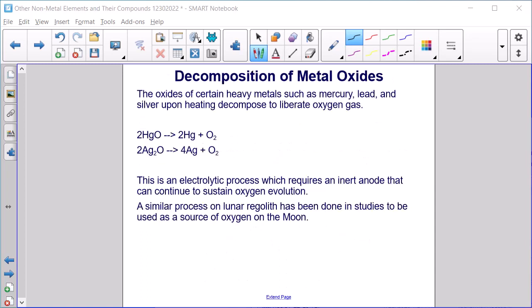Decomposition of metal oxides. The oxides of certain heavy metals, such as mercury, lead, and silver, upon heating, decompose to liberate oxygen gas. You can see these mercury and silver oxides. Upon heating, we get the free metal and oxygen gas. This is an electrolytic process which requires an inert anode that can continue to sustain oxygen evolution. A similar process on lunar regolith has been done in studies to be used as a source of oxygen on the moon.